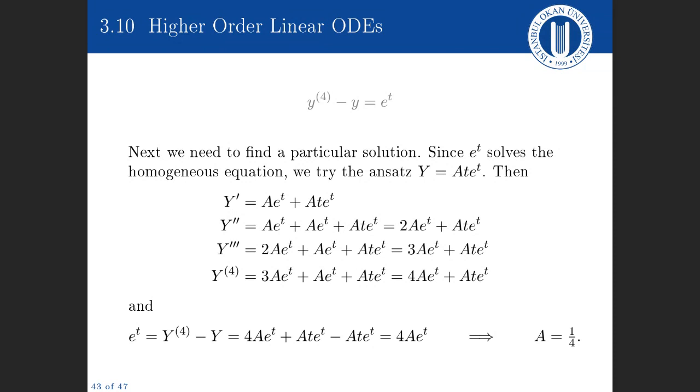e to the power t must be the same as 4a e to the power t, so a must be a quarter. So we have our particular solution. Our particular solution must be a quarter t e to the power t. Again, there's nothing new here. We're just using the same ideas as from second order equations. Yes, there's more work here because we need to do 4 derivatives instead of 2 derivatives, but there are no new ideas here.